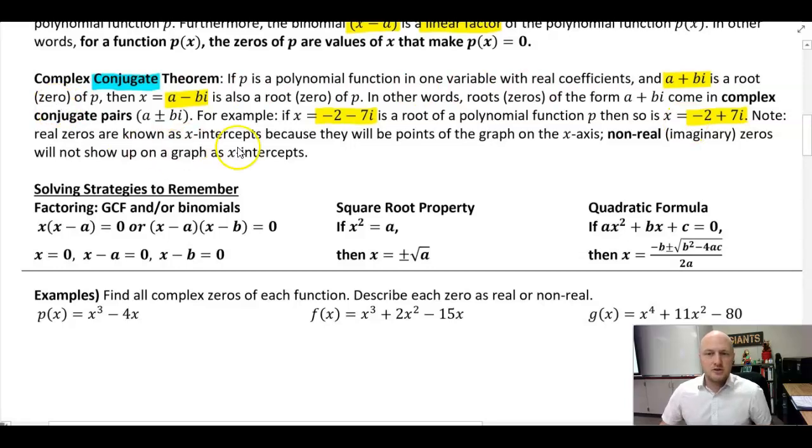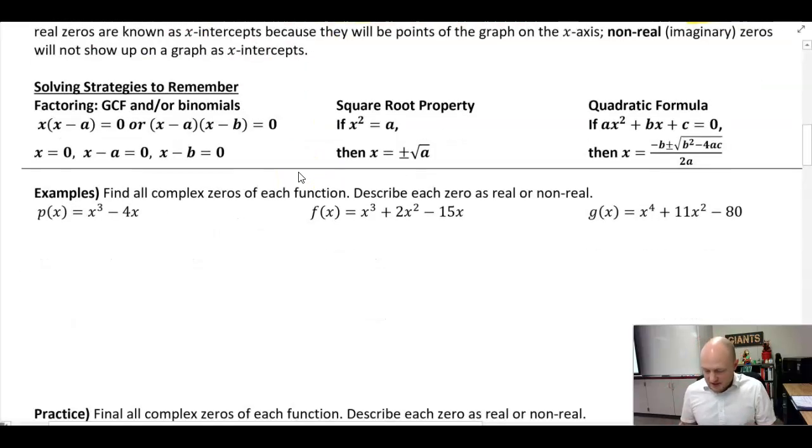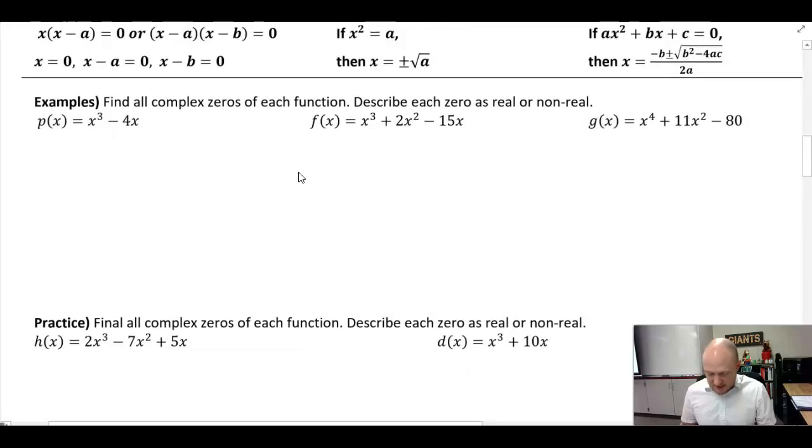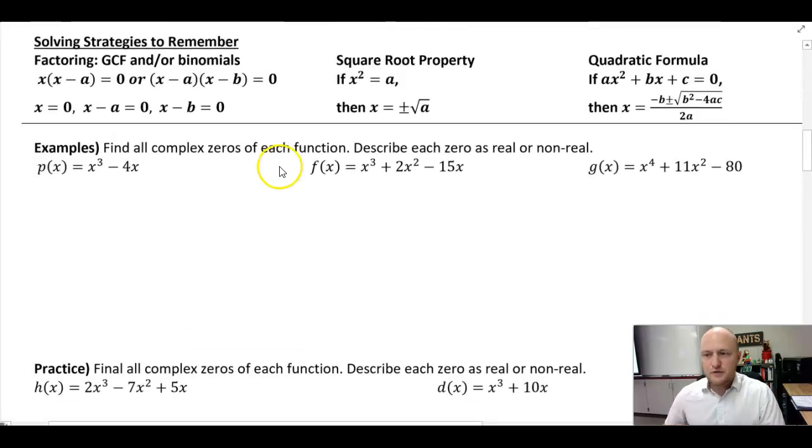Note, real zeros are known as x-intercepts because they appear on the graph. They touch the x-axis. Non-real imaginary zeros will not show up on the graph as x-intercepts. So let's go ahead and find some zeros in this next set of examples. And we're going to find zeros through a couple of strategies.